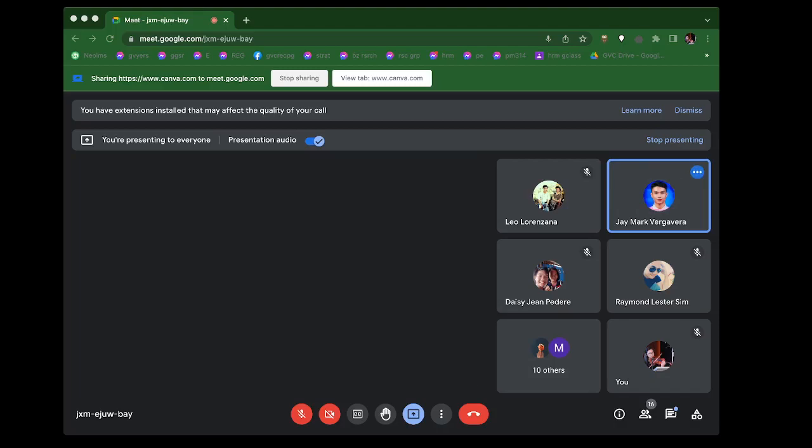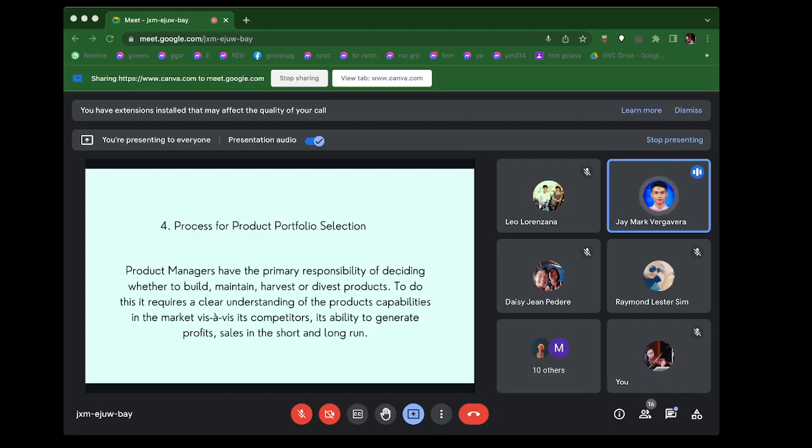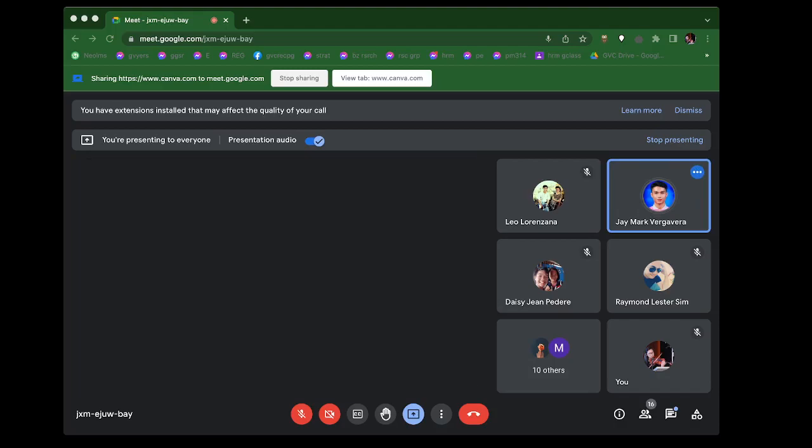Product managers have the primary responsibility of deciding whether to build, maintain, harvest, or divest products. To do this, it requires a clear understanding of the product's capabilities in the market vis-a-vis its competitors, and its ability to generate profits and sales in the short and long run.